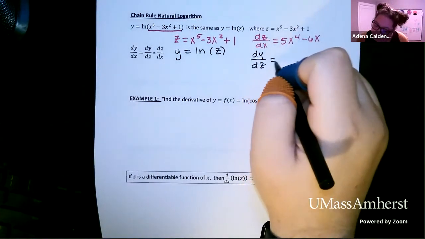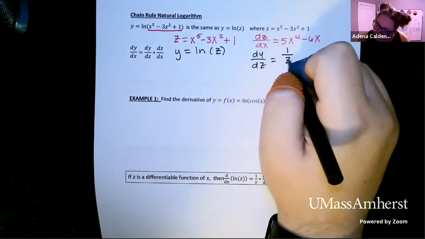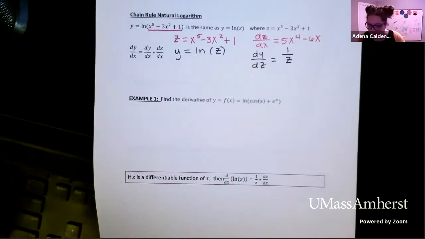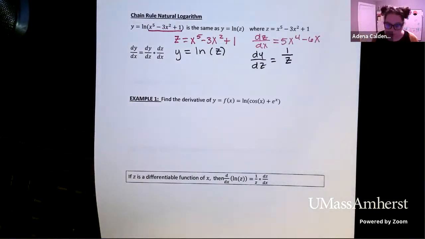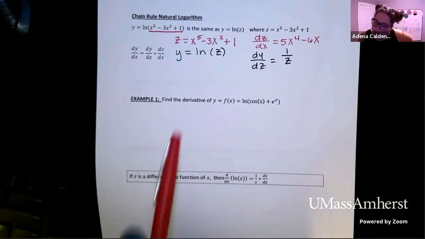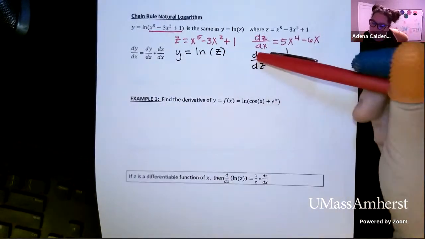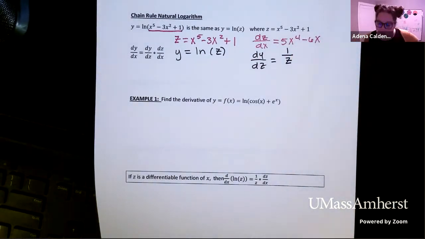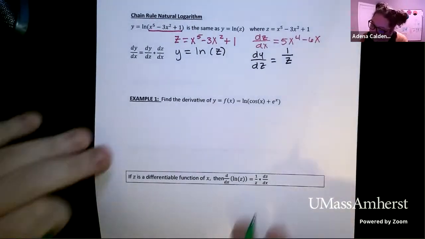And then dy/dz, the derivative of the natural log of z, is 1 over z. Okay, so again, this is the same process we were doing on the other types. The difference here is just that we're looking at a natural log type. So when we take the derivative of the natural log, we have this 1 over z. So now we want to multiply these together.